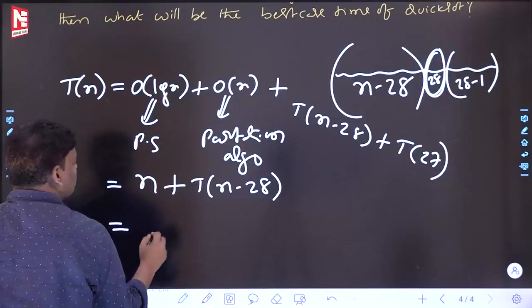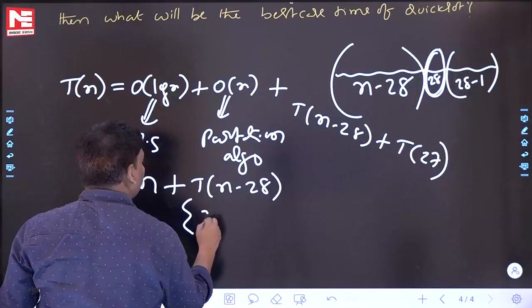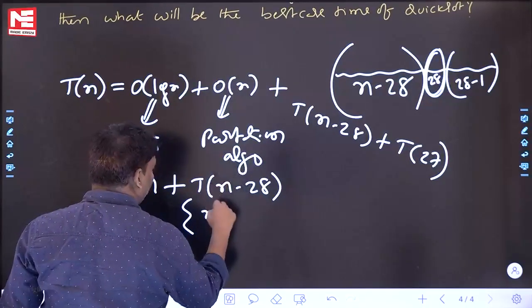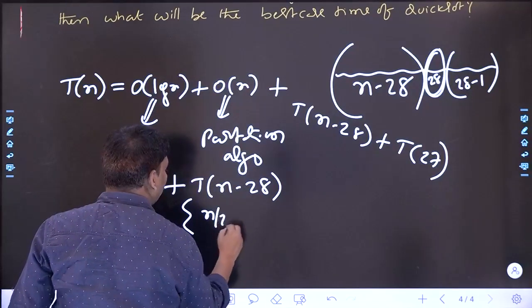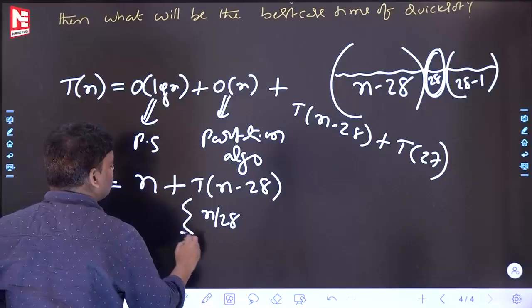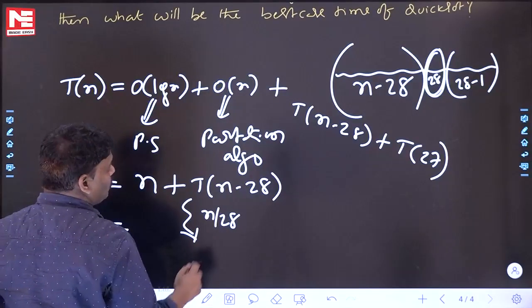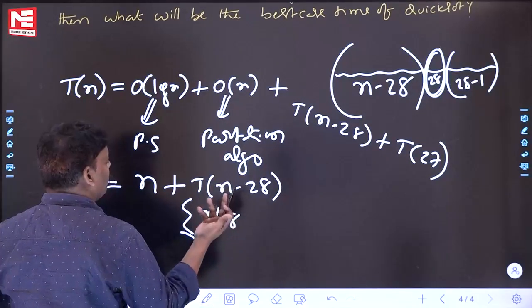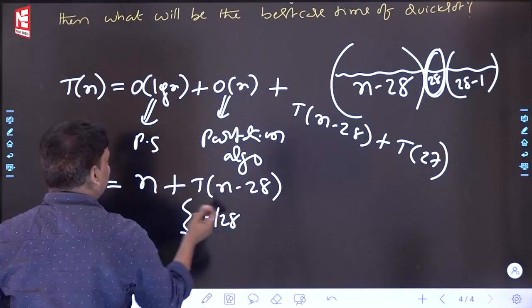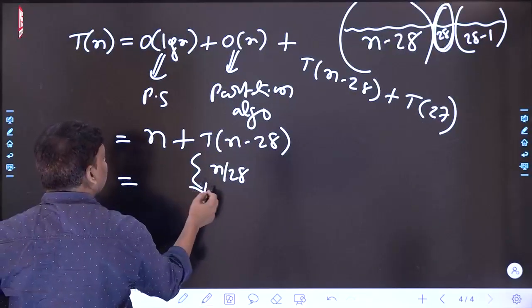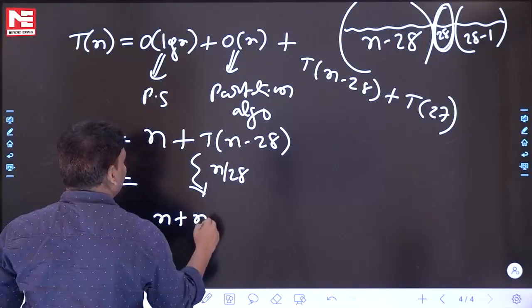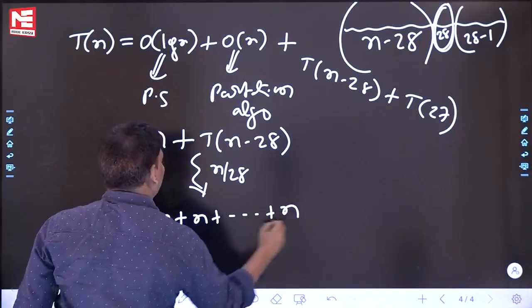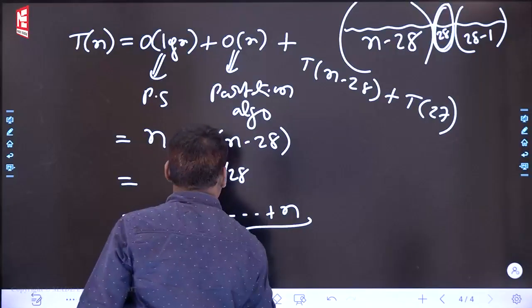Now this one you know very well. What is the answer? Every time if you subtract n by 2, n by 2 levels will come. Always you are subtracting 5, n by 5 will come. Always subtracting 28, n by 28 levels will come everywhere, approximately n like that. N by 28 times approximately.